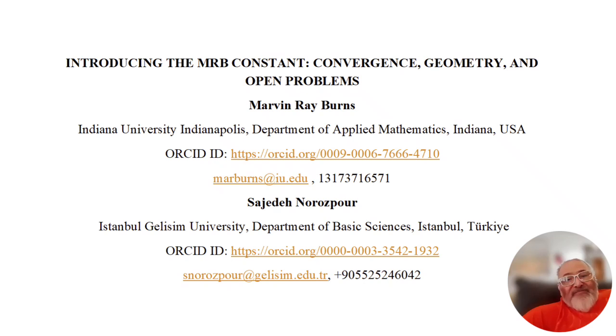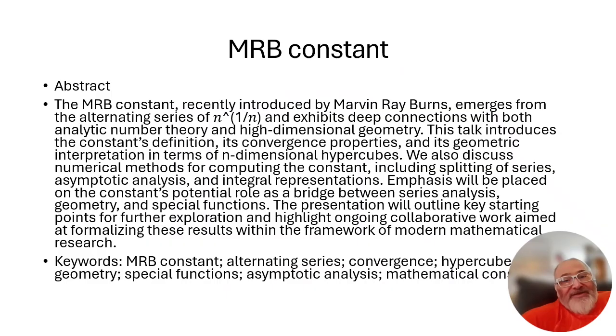Introducing the MRB constant, convergence, geometry, and open problems. The MRB constant, recently introduced by Marvin Ray Burns, emerges from the alternating series of the nth root of n and exhibits deep connections with both analytic number theory and high-dimensional geometry.